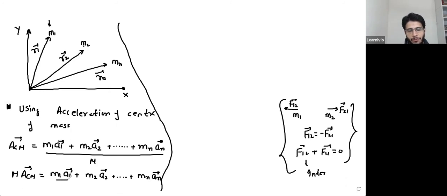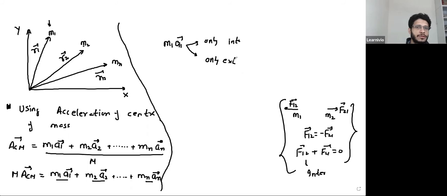So see, this is M1A1. M1A1 means force acting on the mass M1. This is force acting on the mass M2. Now you have to decide: this M1A1 will depend only on internal force, or only on external force, or it will depend on both internal plus external.